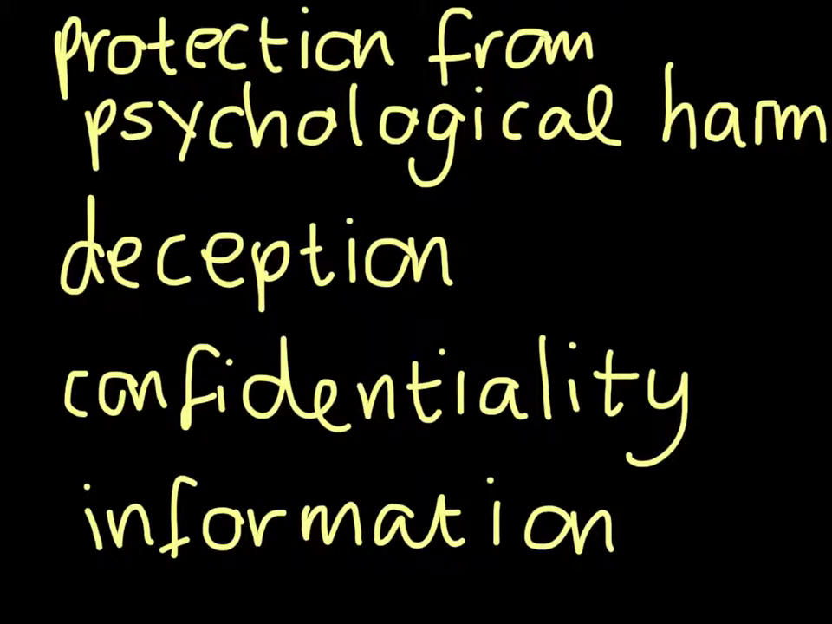So the other ethical issues that you probably would need to consider are you're going to protect them from psychological harm. You're not going to stress or distress them in any way. Now obviously Milgram did do that, but he did ensure that they were debriefed afterwards so that they knew that the learner was not receiving any electrical shocks. Another main ethical issue is deception, confidentiality, ensuring that participants' identities are not revealed, and also that you are using their information in a responsible way and you're not giving away any of their personal details.